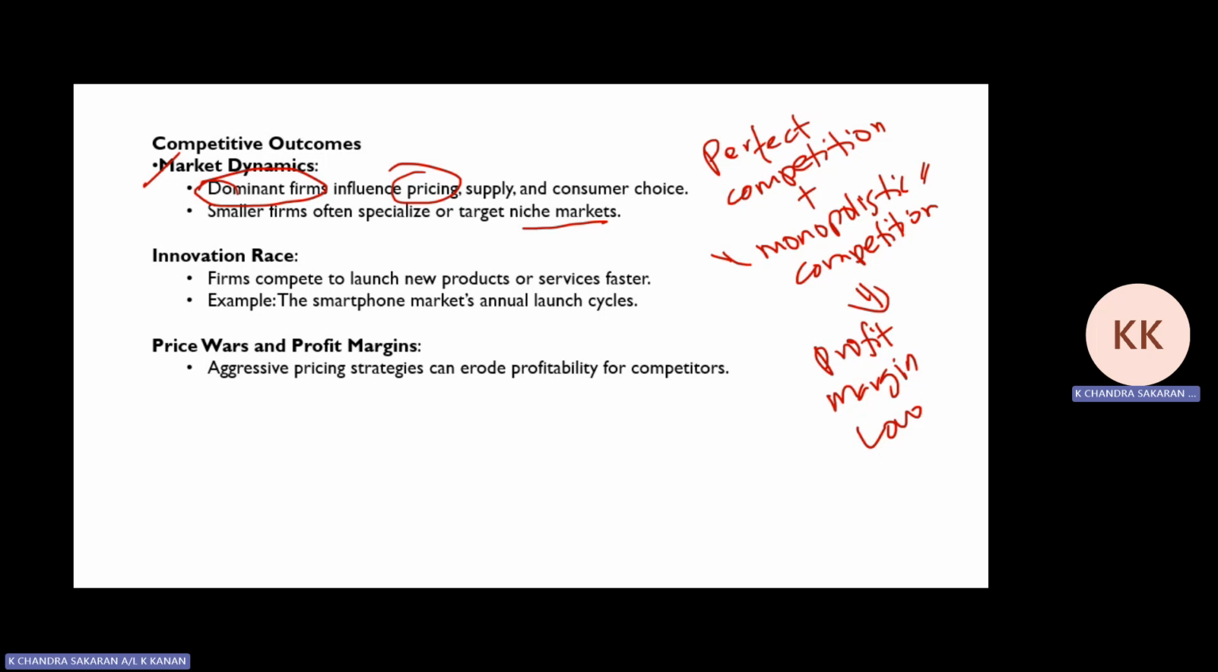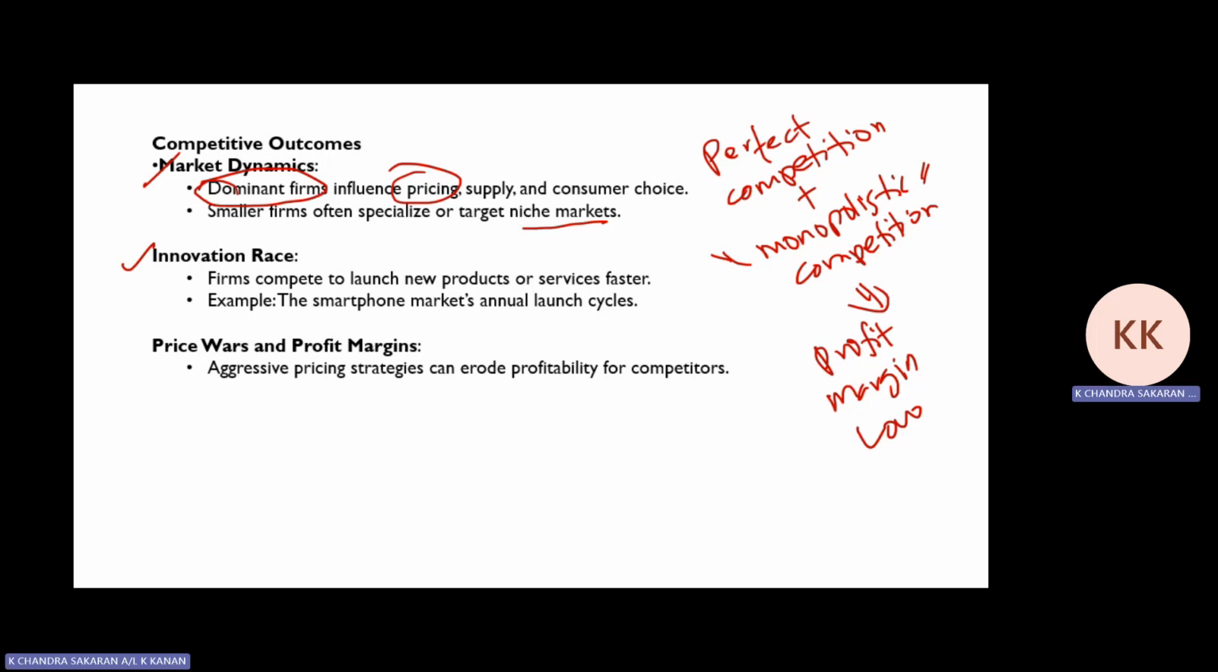Then you have the innovation race, especially in markets that give importance to quality and innovation. They will spend a lot of money on research and development, and come out with new products very fast. For example, the models produced by firms like Apple, they have different models coming out very, very fast, correct?